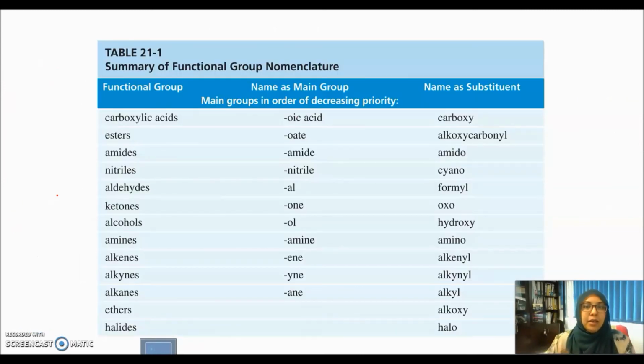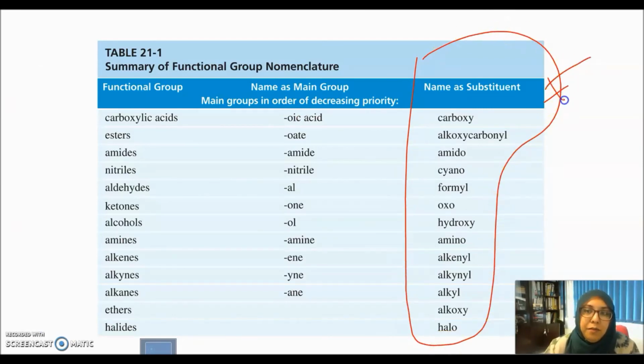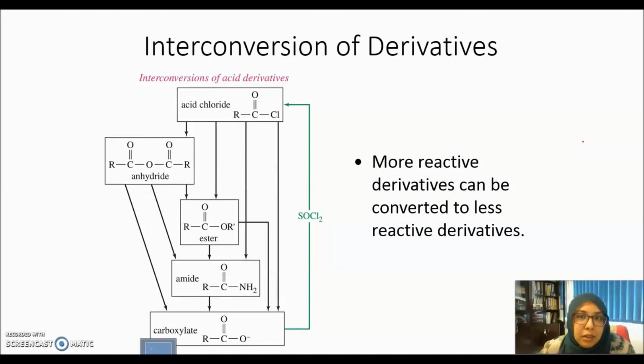Alright. Now this is the summary that you can look at. This one is very interesting. Name as substituent, very interesting in my case. Alright. So, interconversion of derivatives. You see, acid chloride is the highest in reactivity.